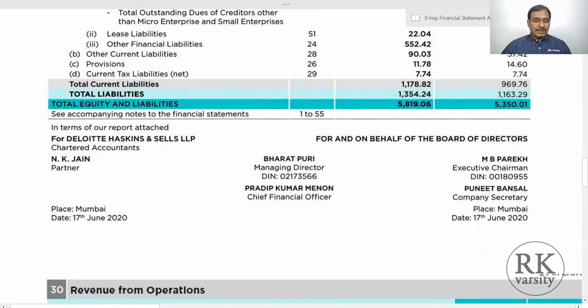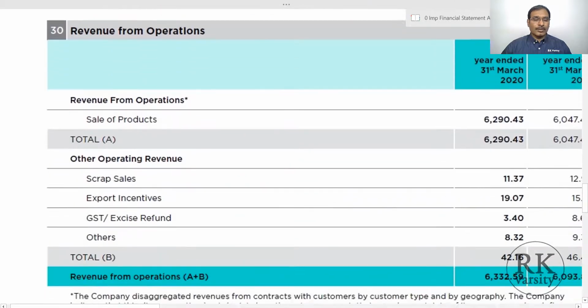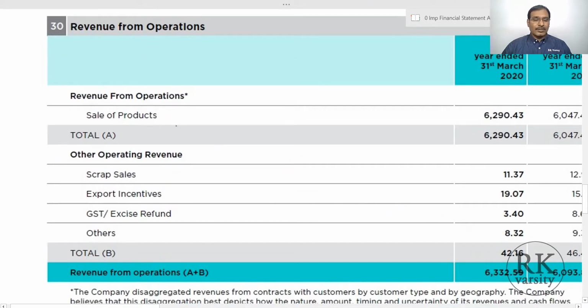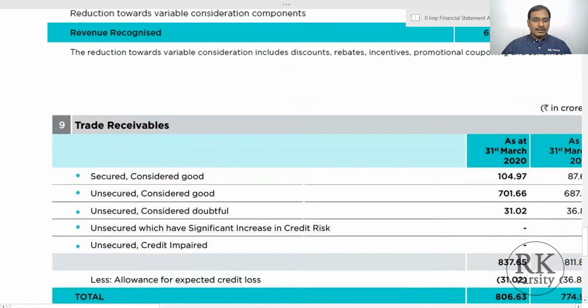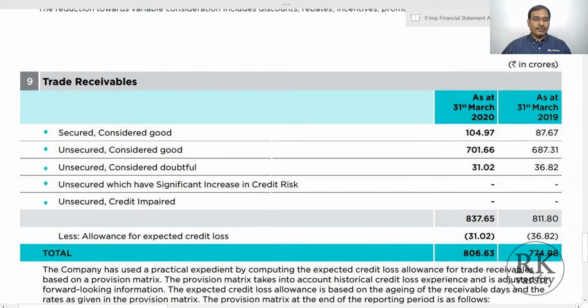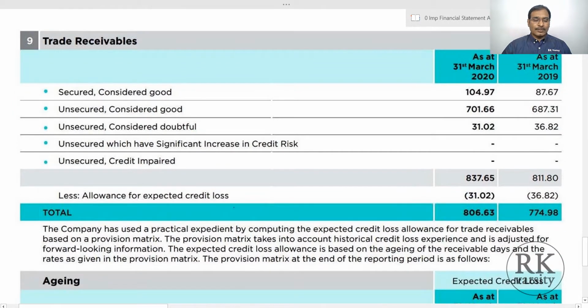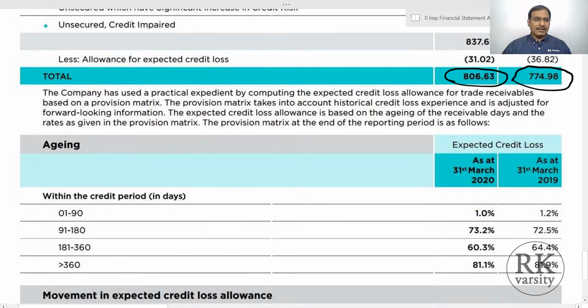Now if we move a little ahead, here is the revenue from operations. The company received revenue from operations in the form of sale of product, sale of scrap, and export incentives, GST refund and all. Then your trade receivables are in the form of secured considered good, unsecured considered good, and unsecured considered doubtful. After making an allowance, there is a provision for allowance for expected credit loss, and your net trade receivables are these. So we consider net trade receivables for analyzing, and here this gives you an aging report.